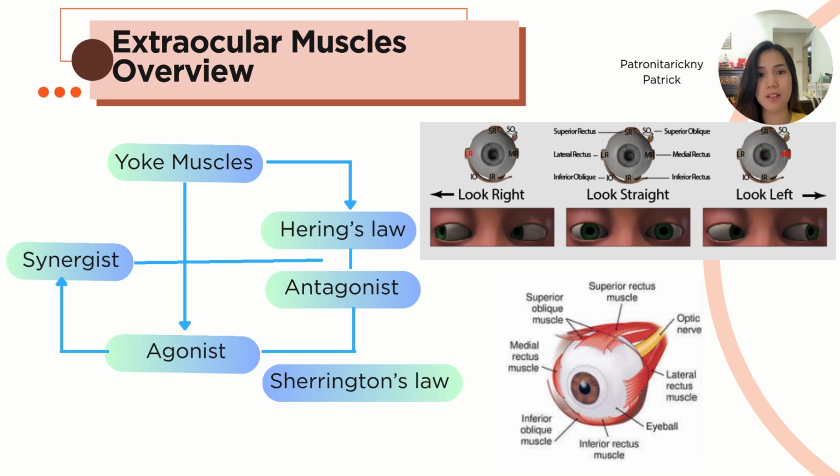Sherrington's law states that increased innervation to a muscle is accompanied by decreased innervation to its antagonist, meaning when the agonist muscle contracts, its antagonist muscle in the same eye relaxes for a smooth, coordinated eye movement. Disruption in this coordination, for instance if one muscle weakens, results in eye misalignment, causing the eyes to point in different directions. I will now hand over to my classmate Bear to share what happens when we have muscle imbalance.